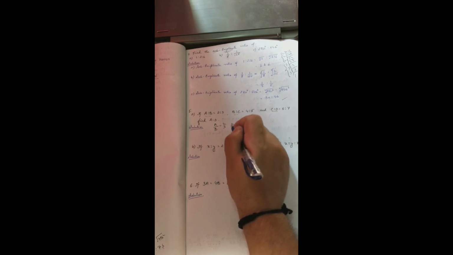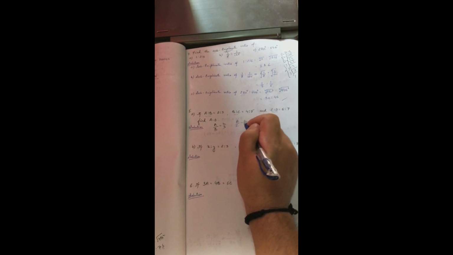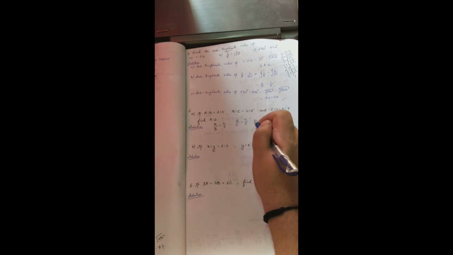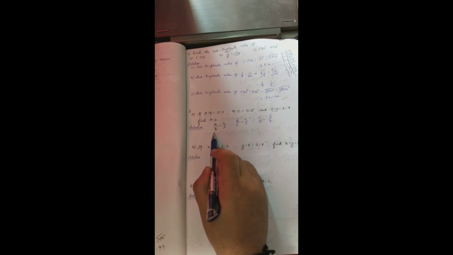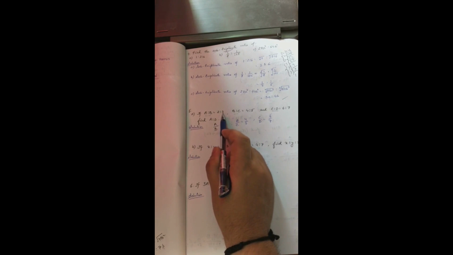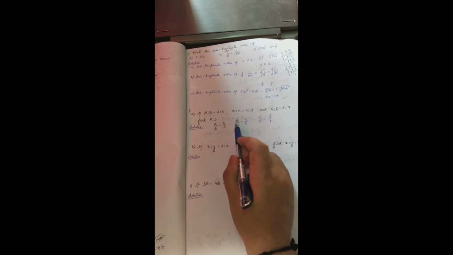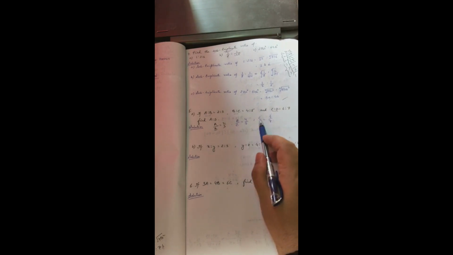Okay, let me change the color of the pen. A by b is equal to 2 by 3. B by c is equal to 4 by 5. And c by d is equal to 6 by 7. So a is to b we can write as a by b, so a by b is equal to 2 by 3. B is to c means b by c is equal to 4 by 5. And c is to d is c by d is equal to 6 by 7. And we have to find what? A is to d. A is to d means a by d. We have to find a by d.